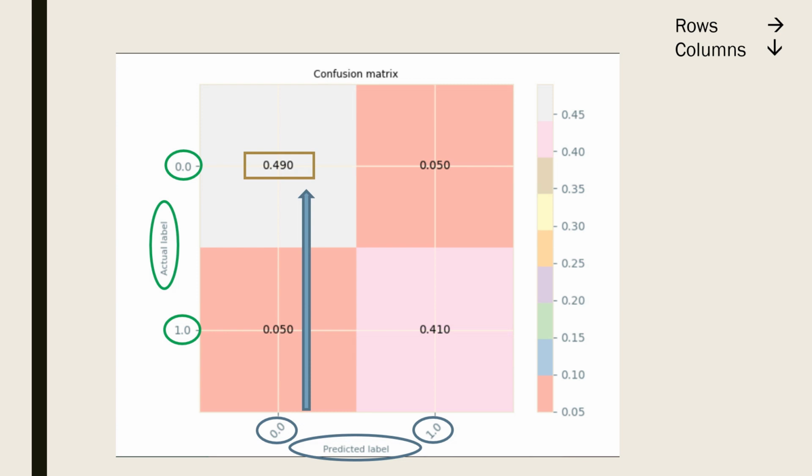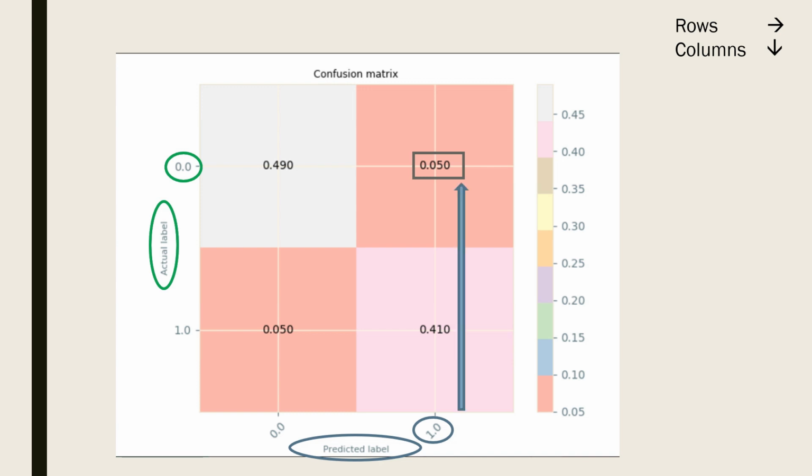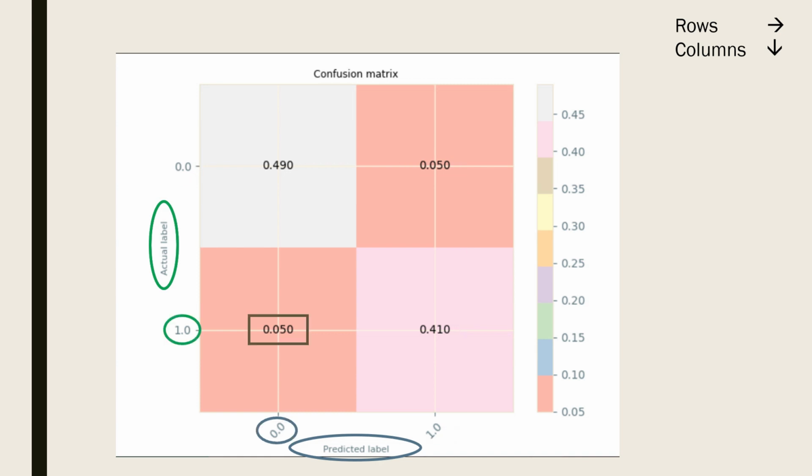For example, for 49% of the data, the model predicted the label to be 0 and it was actually 0. For 5% of the data, the model predicted label 1 but actually the answer was 0. For 5% of the data, the model predicted label 0 and it was actually 1. And for 41% of the data, the predicted label was 1 and in actual also it was 1. So, this is how we read a confusion matrix.